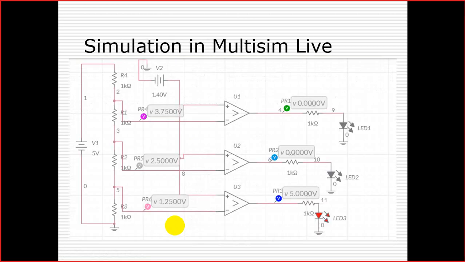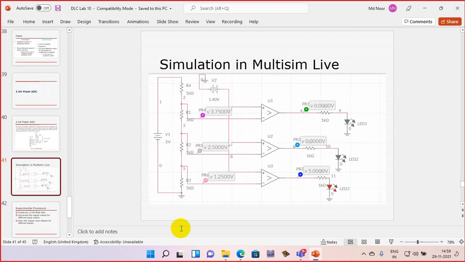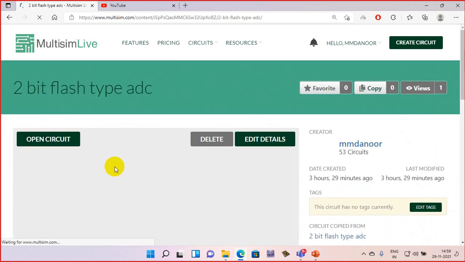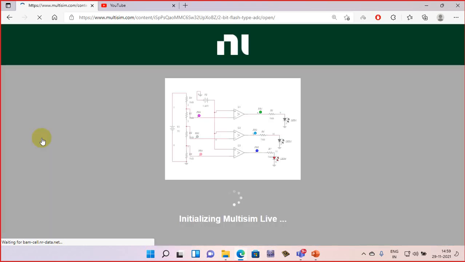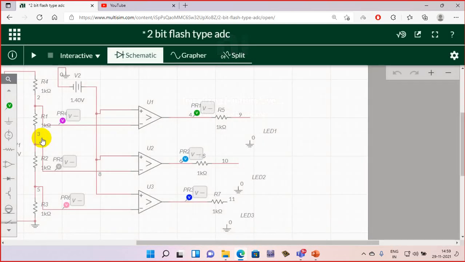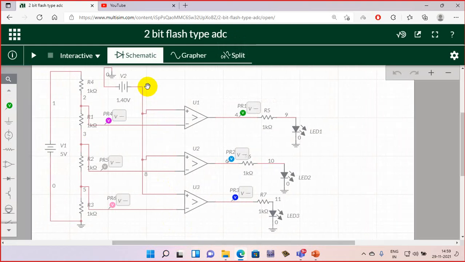So this is the simulation in Multisim Live. So let's go back to Multisim Live. Two-bit flash type ADC. Okay. Look at over here. For 2-bit, we need to use 2 to the n minus 1 comparators. So 4 minus 1 is 3 comparators over here.